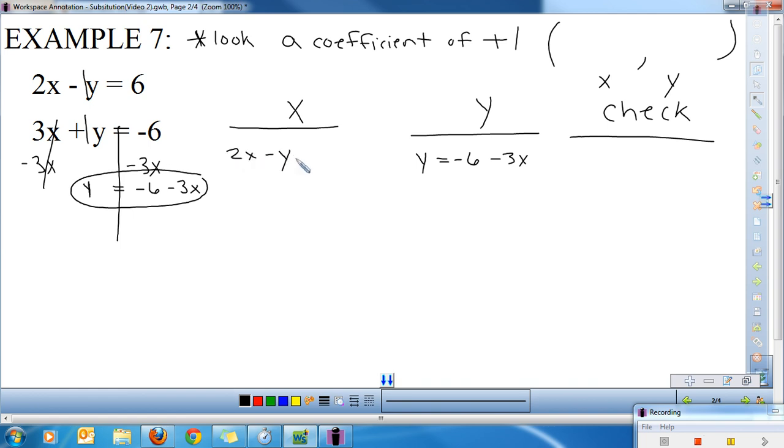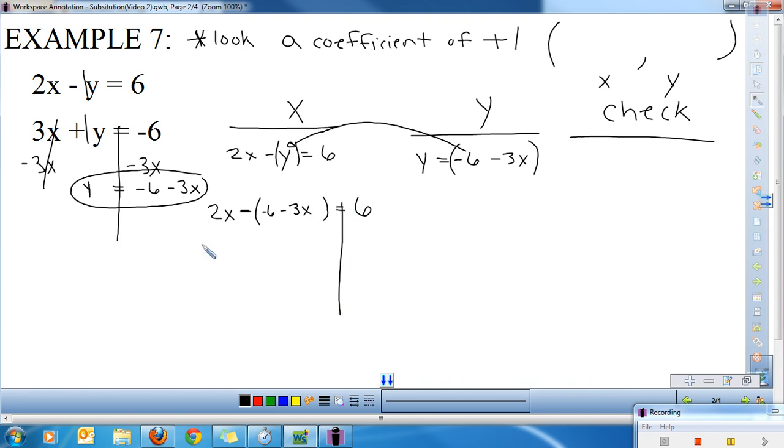2x minus y equals 6. All right. Remember that this is y, this whole thing. And I can put this whole thing in for y. So I'm going to rewrite this. 2x minus parentheses, leave yourself some room, equals 6. Inside my parentheses, I'm going to put this whole thing, negative 6 minus 3x.